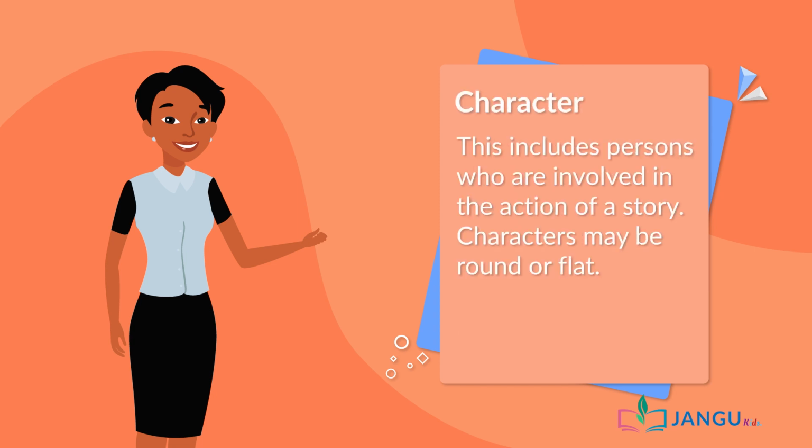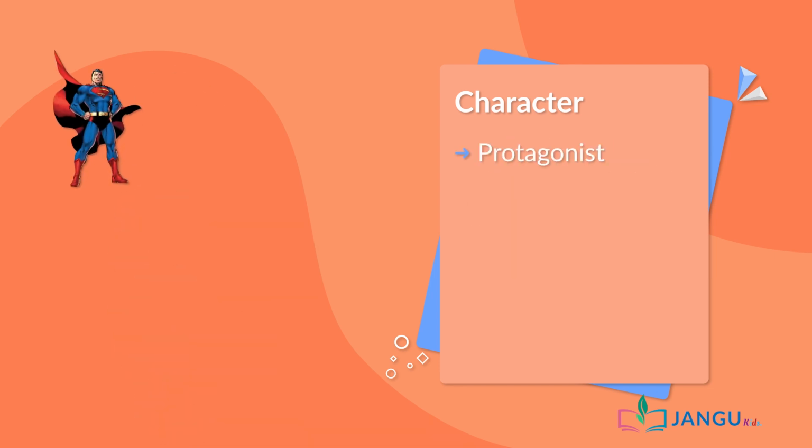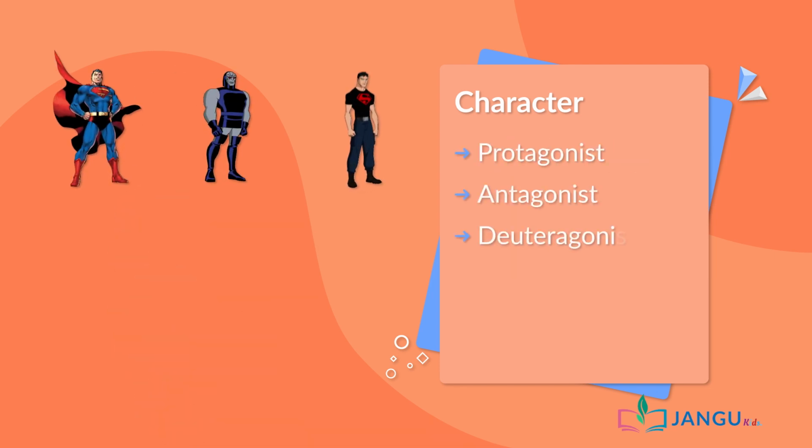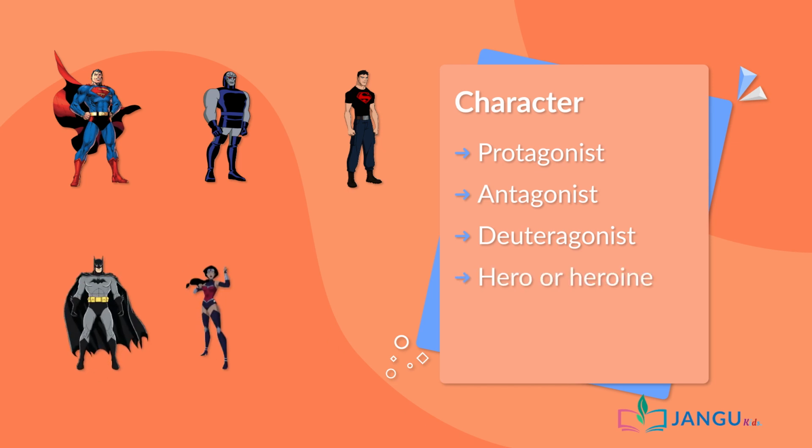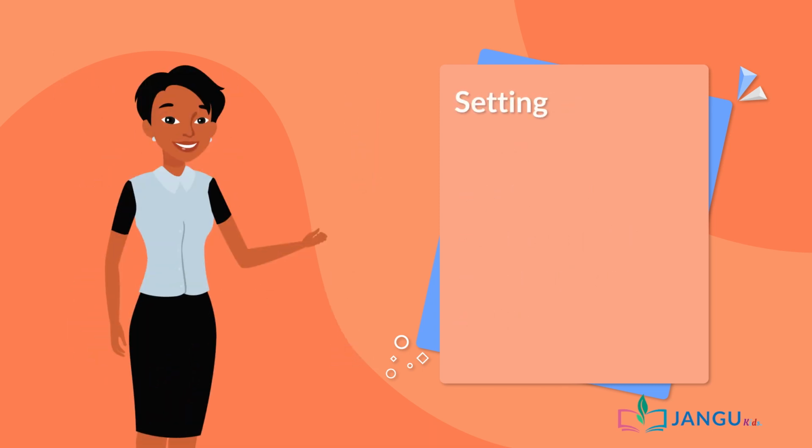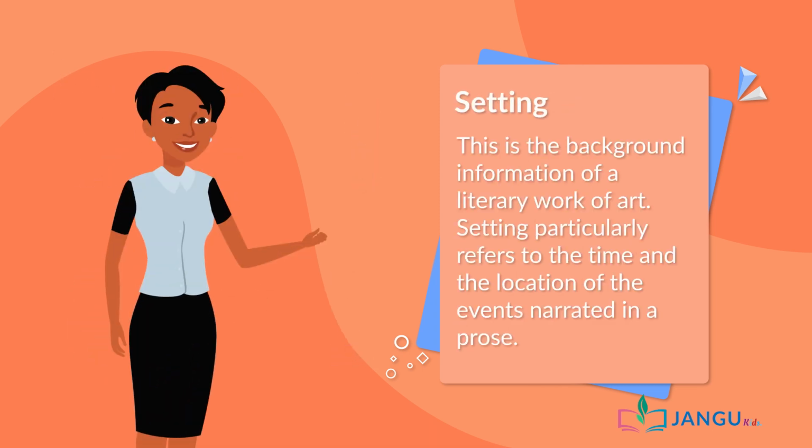This includes persons who are involved in the action of a story. Characters may be round or flat. They include the protagonist, antagonist, deuteragonist, hero or heroine, villain, and so on. Next one we have is setting. This is the background information of a literary work of art. The setting particularly refers to the time and the location of the events narrated in a prose.